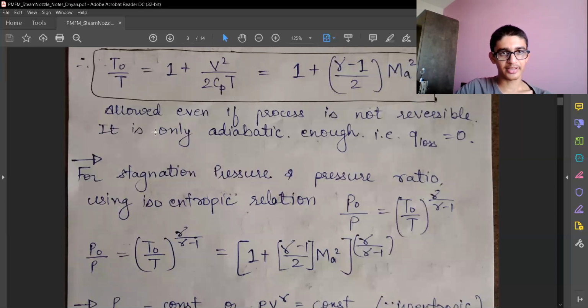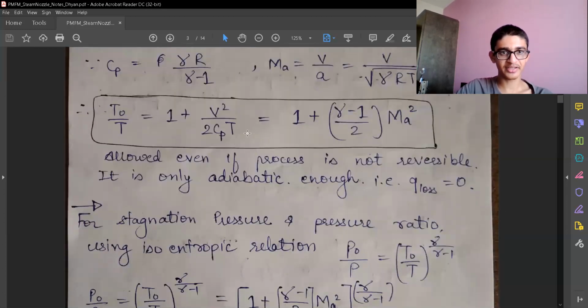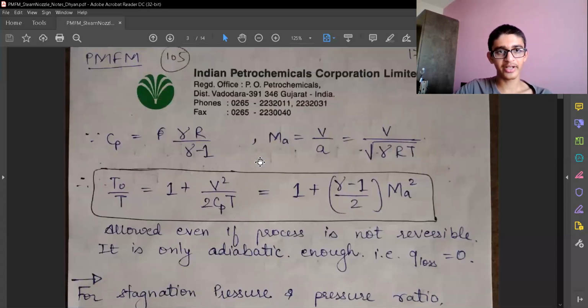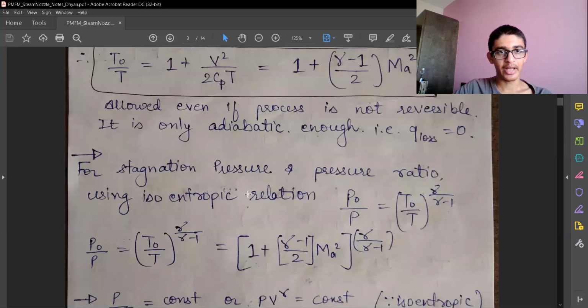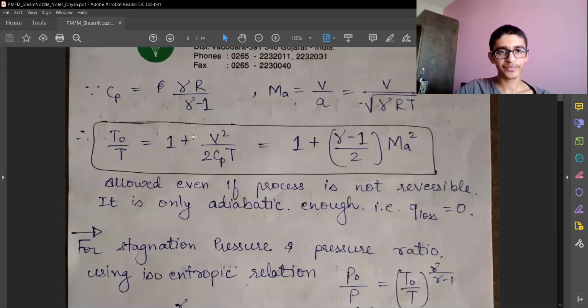These changes are allowed even if the process was not reversible. Only an adiabatic process was enough. So earlier we said that for the steady flow energy equation, we want to bring the fluid to rest isentropically, that means an adiabatic plus reversible process, but it is not required. We can have an irreversible process also, because the energy which gets converted to heat because of friction is also taken into account when we are taking enthalpies into account. So the final enthalpy H0 will take into account the frictional losses in energy.